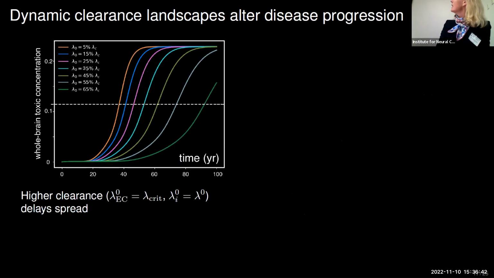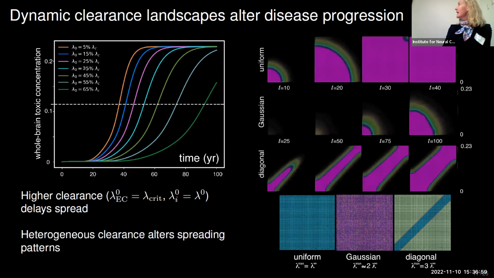Now, of course, we can also look at this more at the network level rather than the single node. And what we find is that this concept of a dynamic clearance really affects the propagation of these proteins in our connectome model. It will delay the propagation of the proteins, and heterogeneous clearance maps will alter the patterns and pathways of the spread.